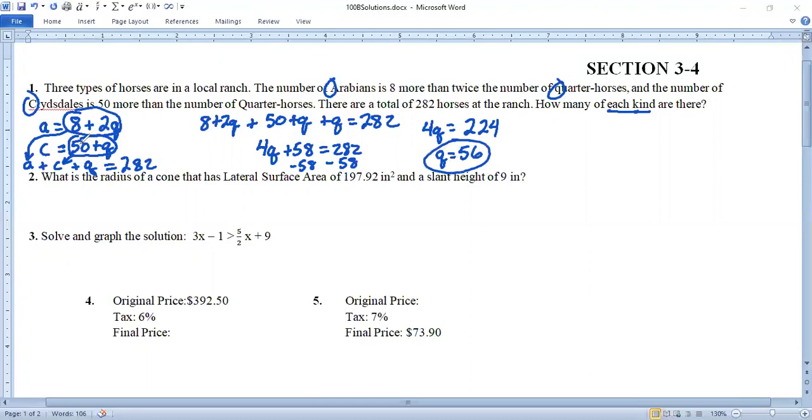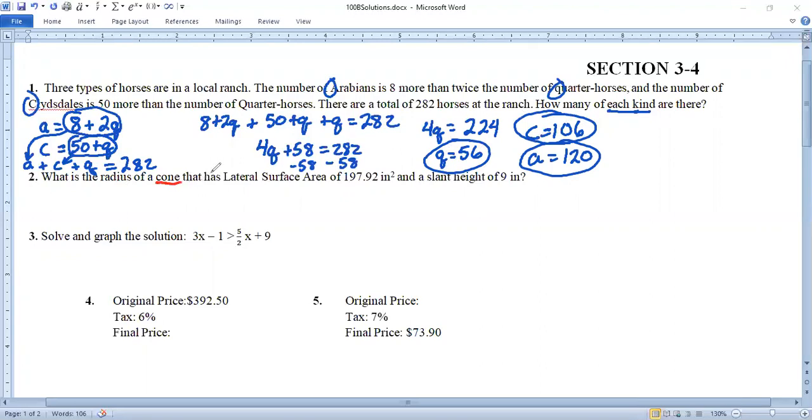Now as we stick that back in for C, the C is 50 more than that. So the C is 106. And Arabians would then be 8 plus 2 times 56. So 56 times 2 is 112 plus 8 is 120. So we get A is 120. Let's see if that really works. 120 plus 106 would be 226 plus 56 gives us 282. Indeed, Shazam.